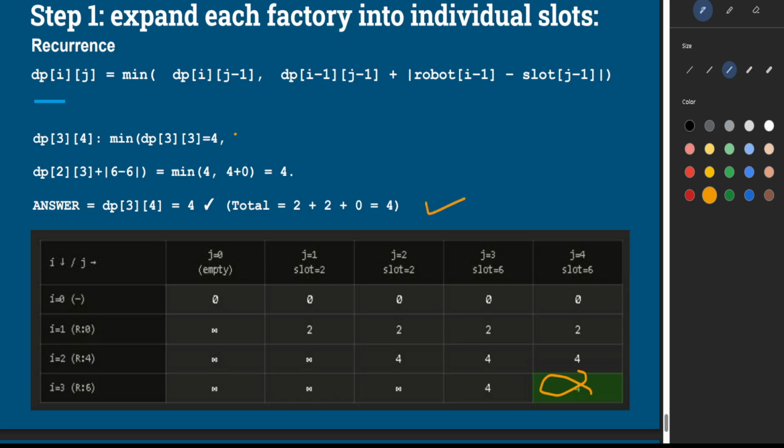4, because we have dp[3][3] as 4, and dp[6] minus 6 is 0, right? And dp[2][3] is 4, so we'll get 4 from here and 4 from here. So 4 is 4, the minimum is 4. So we'll assign this value, which means the total is nothing but this value. So we have expanded each factory into individual slots and assigned the values, right?